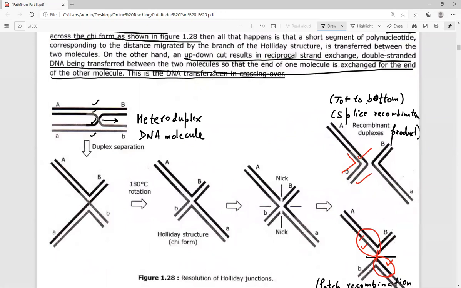Any doubt, any question, Hiba, any other student want to ask any question in this, you can ask me. Is this clear or not?